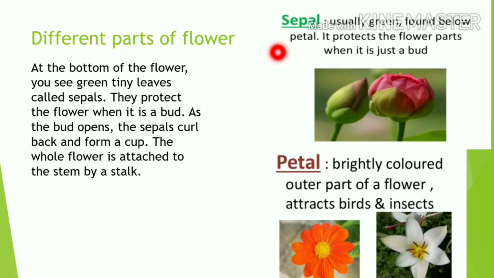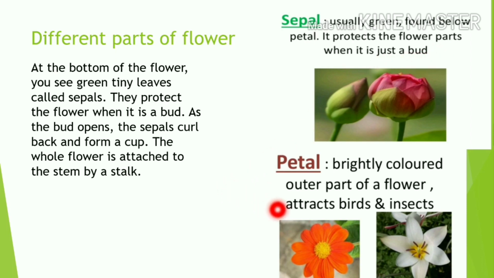So look at here. We have already learned about these names, sepal, petal. So what is their function? Sepal is usually green and found below the petal. Okay, so this pinkish one is the petal, we all know, and this greenish one is the sepal. It protects the flower parts when it is just a bud.